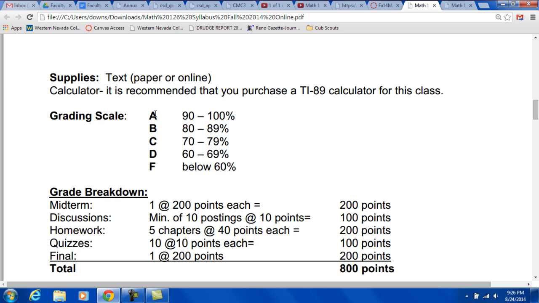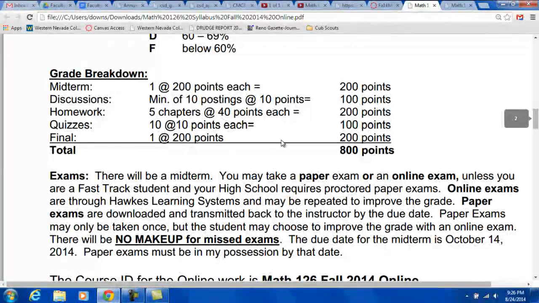So the grading scale is pretty standard: A, B, C, D, F. So A 90 to 100, B 80 to 89. So it's all there. A grade breakdown: midterms 200 points. Discussions: you have to do at least 10 discussion postings at 10 points each for 100 points. Homework: 5 chapters at 40 points each for 200 points. Quizzes: 10 quizzes at 10 points each for 100 points. And the final exam is 1 at 200 points, for a total of 800 points.